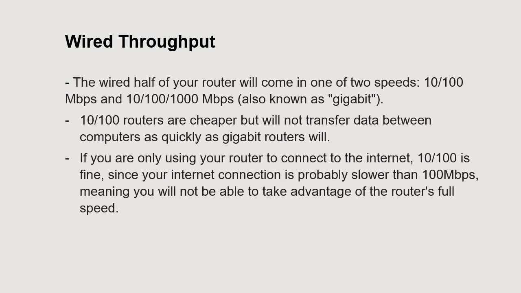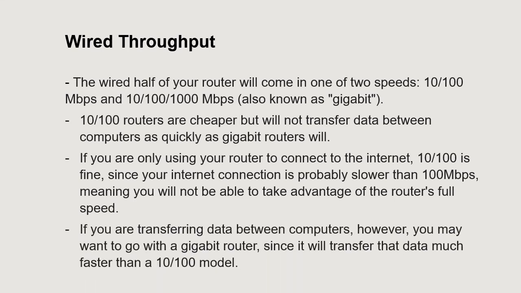If you're only using your router to connect to the internet, 10/100 is fine, since your internet connection is probably slower than 100 Mbps, meaning you will not be able to take advantage of the router's full speed. If you are transferring data between computers, however, you may want to go with a gigabit router since it will transfer that much data faster than the 10/100 model.